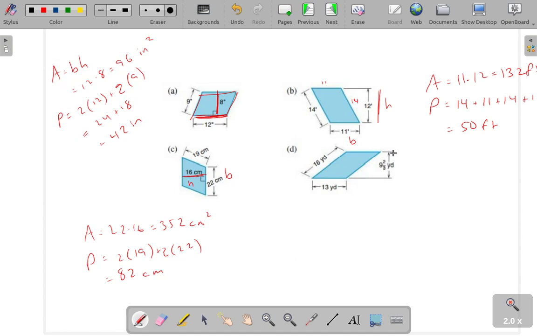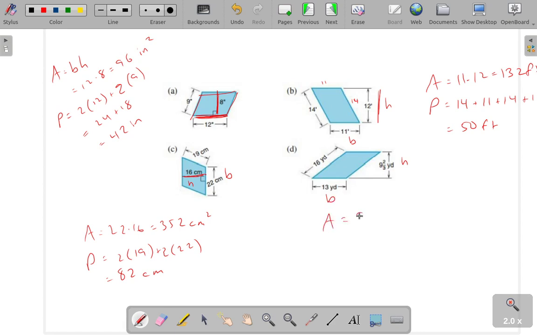And my last example here, we would want to convert these yards. This is 9 2/3 yards. Well, I guess I could convert everything to feet, but you know what? I'm not going to worry about it. I'm just going to call this h. Again, this is not one of the side lengths. This is measured at a perpendicular to this side, so that means this would be my base.